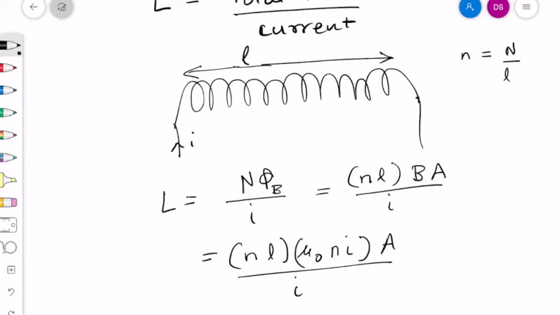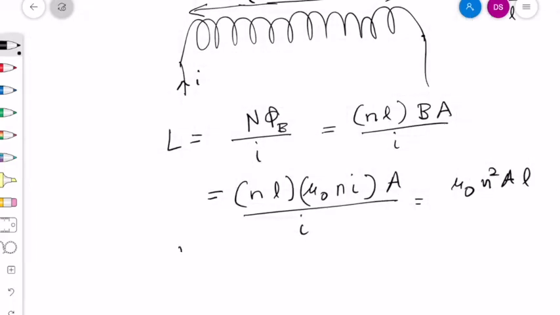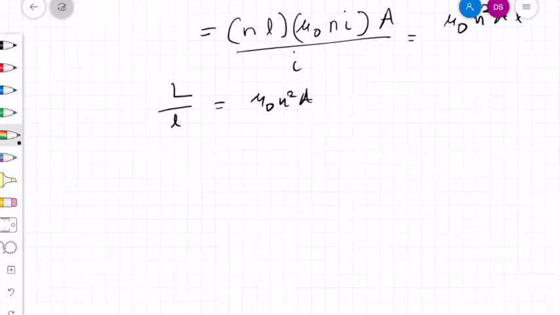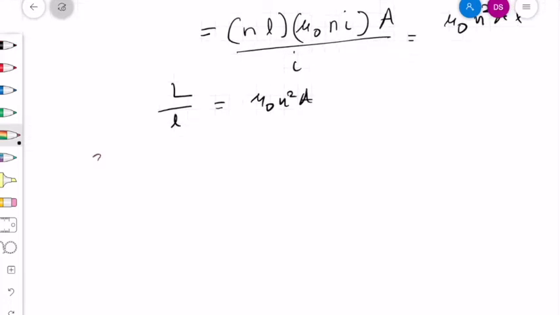So the I cancels out, and you get mu 0 n squared A times l. And the question is just asking for L divided by little l, the inductance per unit length, and that's just mu 0 n squared A. So this is just a simple illustration, a simple application of the formula: total flux divided by current is the inductance. The next thing that we're going to talk about is self-inductance.